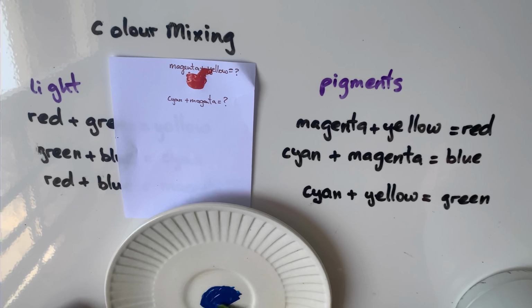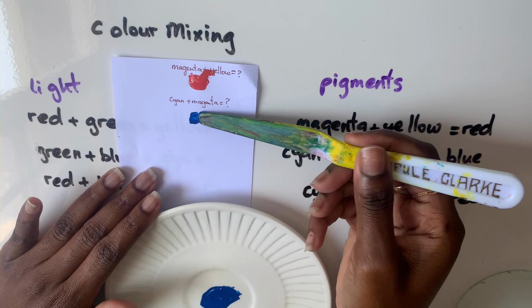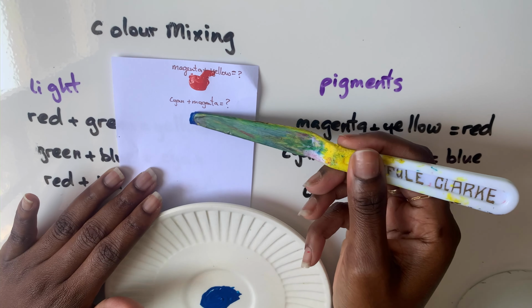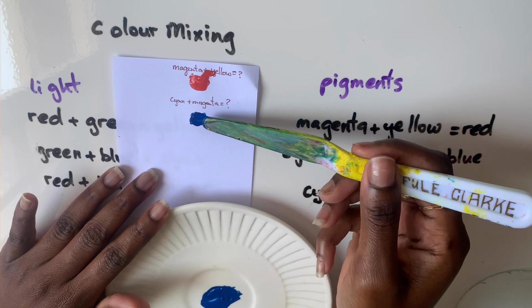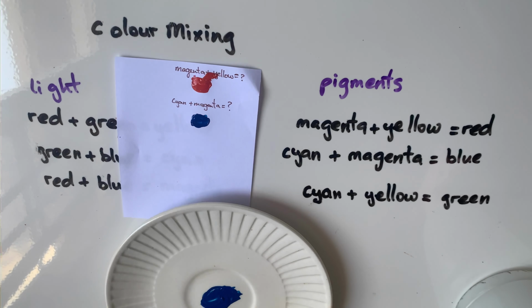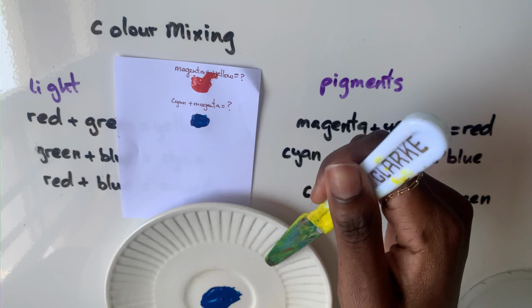Close to an ultramarine. With some more cyan and some black, I would get the ultramarine blue, but this is a blue from cyan and magenta. And then this can go from blue to violet the more magenta you add.